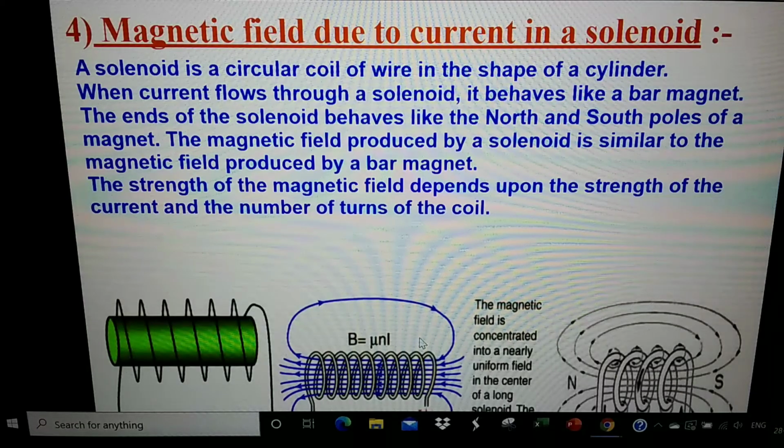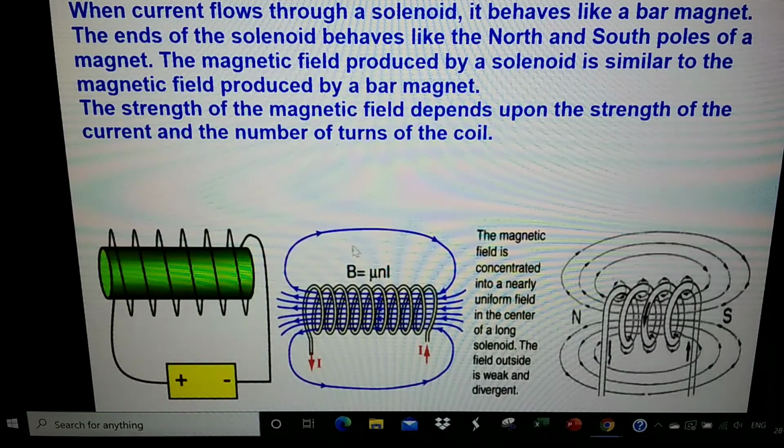The strength of the magnetic field depends upon the strength of the current and the number of turns of the coil. So B is the strength of the magnetic field. Mu is the constant. N is the number of turns of the coil. L is the length of the coil. The magnetic field is concentrated into a nearly uniform field in the center of a long solenoid. The field outside is weak and divergent.